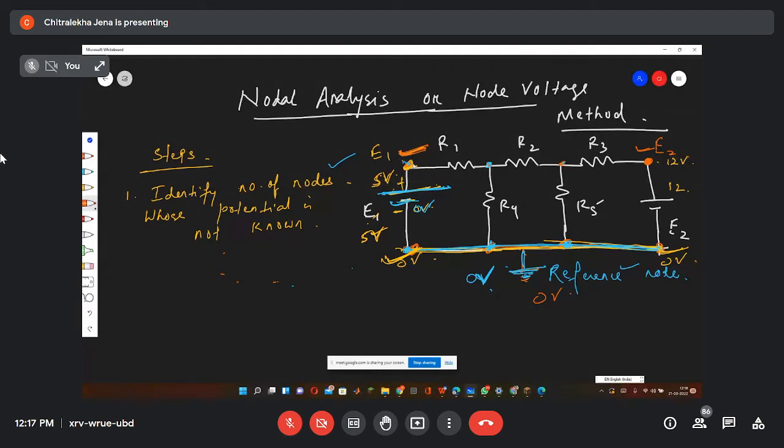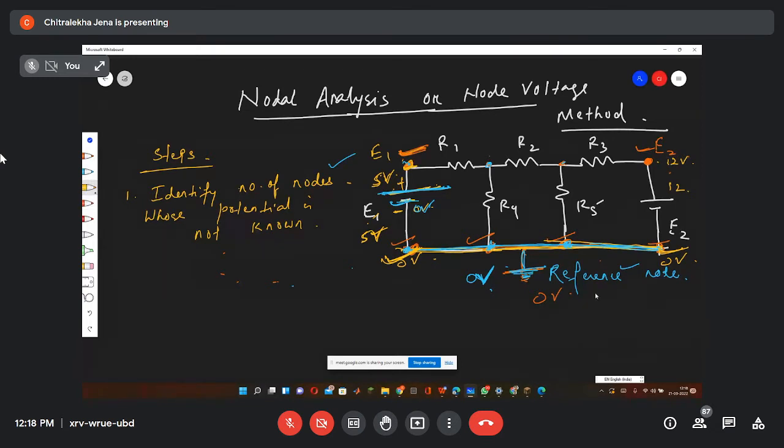So you have to identify how many nodes there are. And the node where the larger number of nodes, this point, this node, this node, this node, are connected to a single node, is taken as the reference node. Am I clear now? Yes, ma'am.